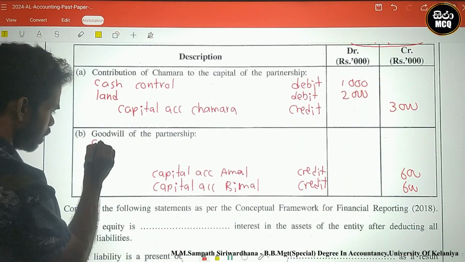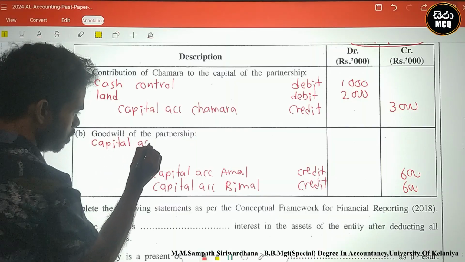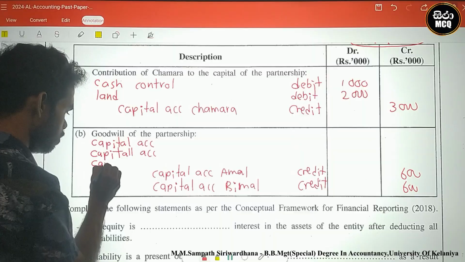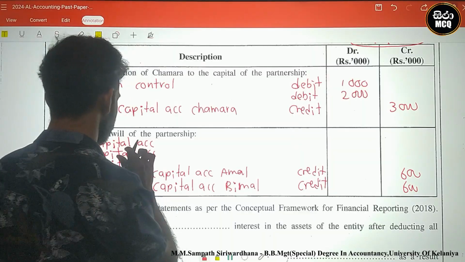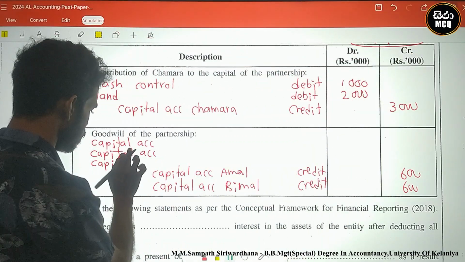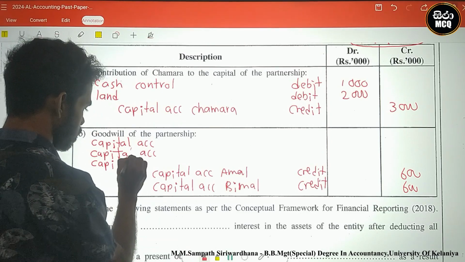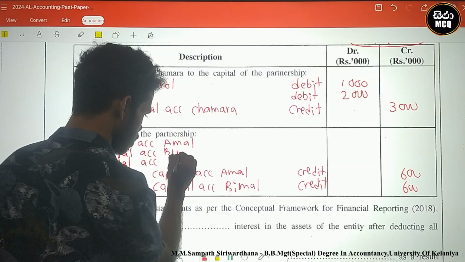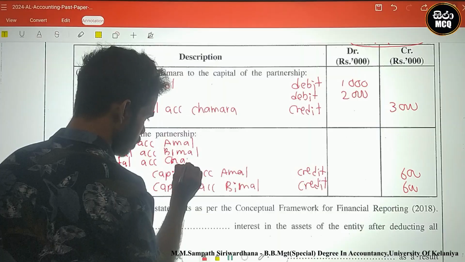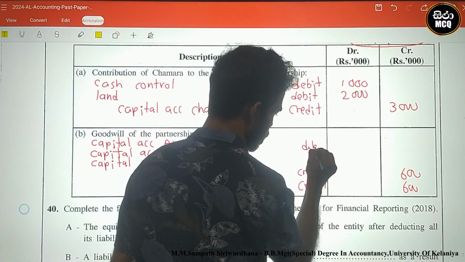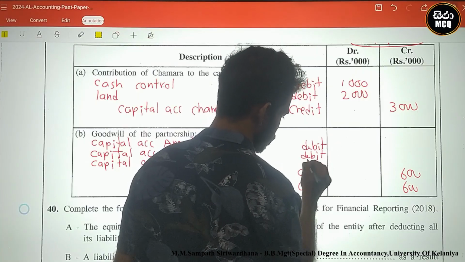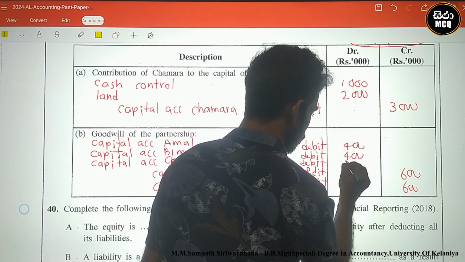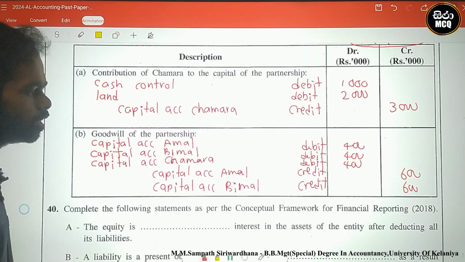Therefore, there are three capital accounts: Amal, Bimal and Charmer. Debit 400 to each of the 3 partners' capital accounts. This is the goodwill calculation, the goodwill adjustment.